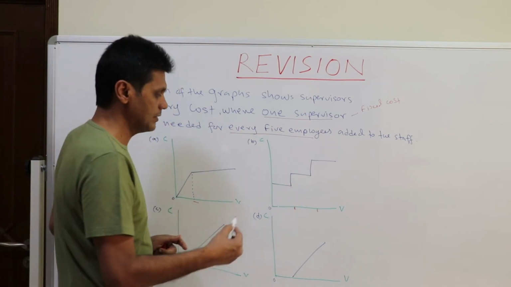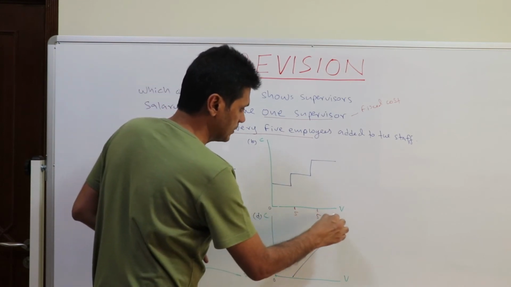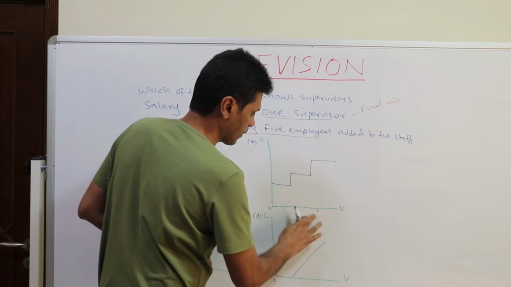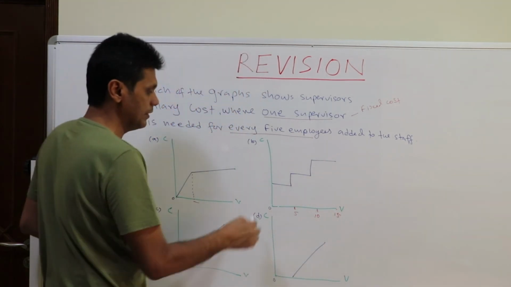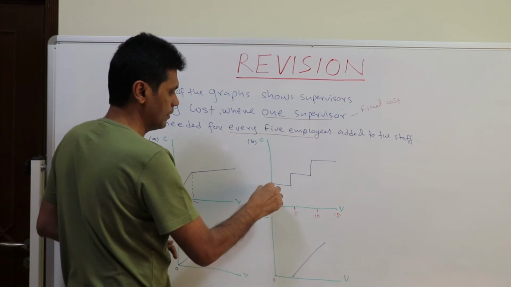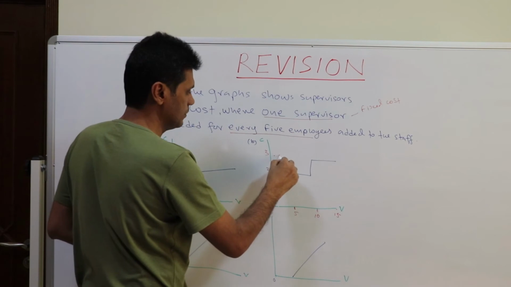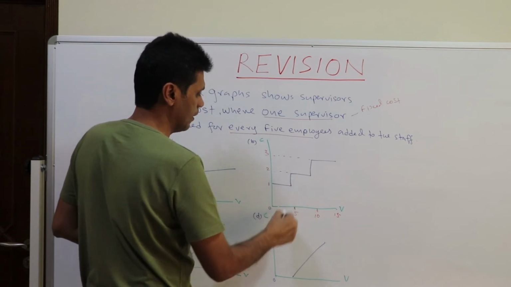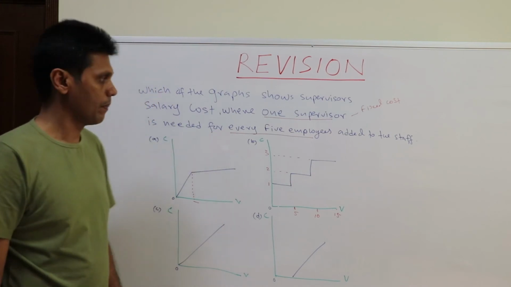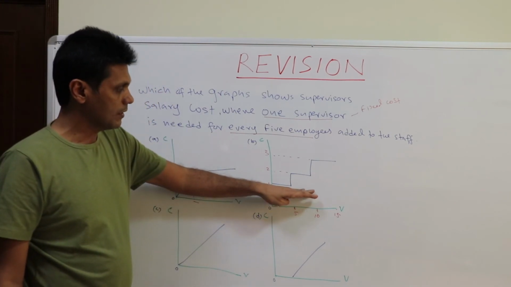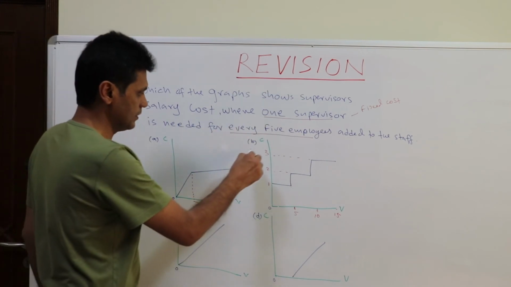For example, you can say each 5 employees added to the system, 5, 10, 15, how many supervisors do you need? 1, 2 and 3. The cost increases based on the increase in the activity level. So therefore this particular graph corresponds with this particular question. So this is the answer.